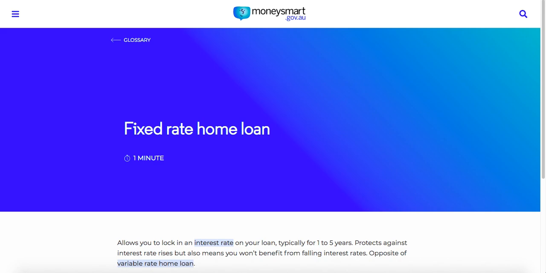Essentially, a fixed rate home loan allows you to fix an interest rate for a certain amount of years. Generally it's between 1 and 5 years in Australia, so you've got the option of 1, 2, 3, 4 and 5 years. You're able to fix an interest rate at the time, whatever that might be, for that period. And then after the 5-year period, for example, the longest period, it will switch back to variable.